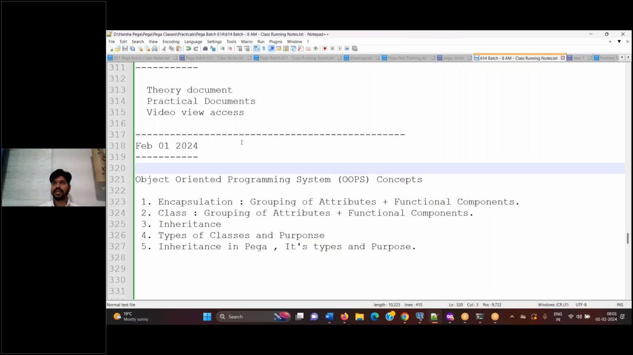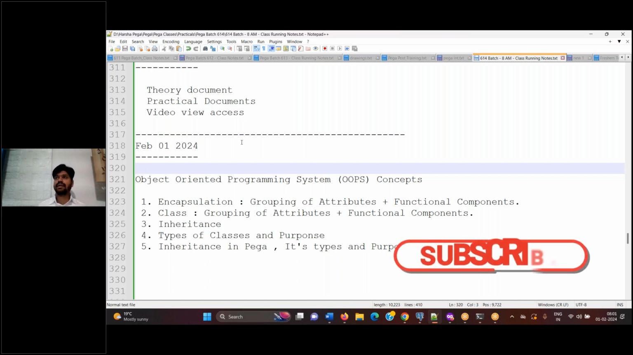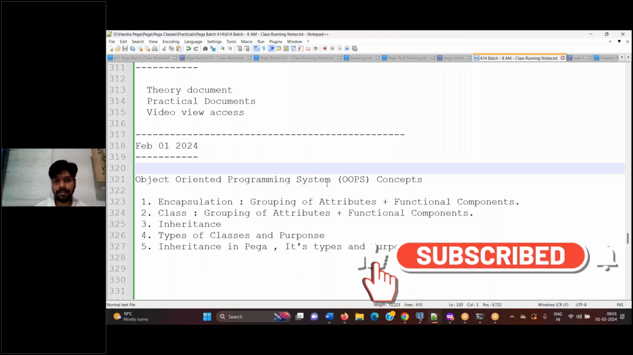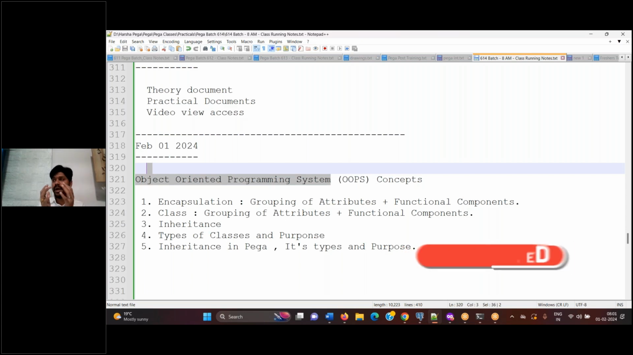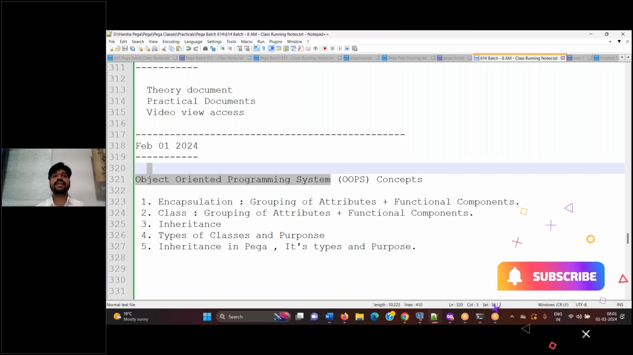So the day before yesterday, we were discussing object-oriented programming concepts. In the object-oriented programming concepts, we were discussing the topic of encapsulation and class. See, object-oriented programming system: you adopt that system and design your programming language, then your programming language is said to be an object-oriented programming language.